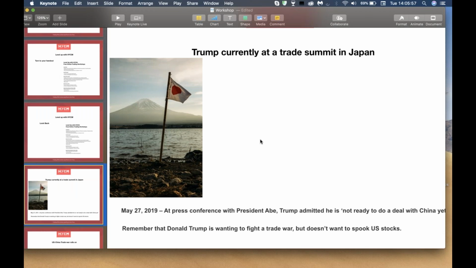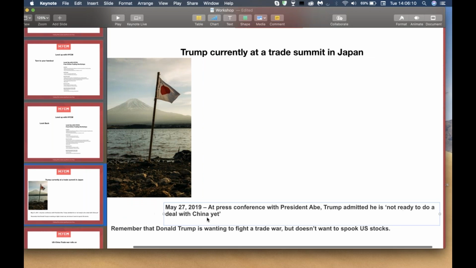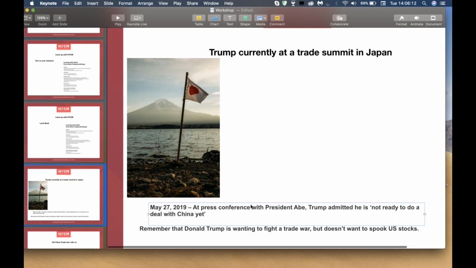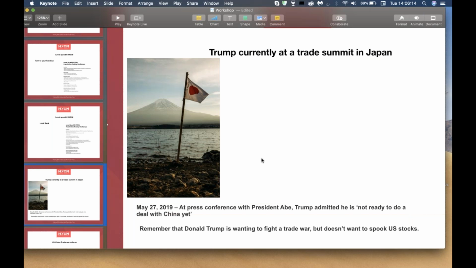And at the moment, President Trump is away. He's out of the US and he's traveling, and he's at a trade summit in Japan. And when he was at this trade summit, he was having a press conference yesterday evening, my time, and at the press conference with Japan's Prime Minister Abe, Trump admitted that he's not ready to do a deal with China yet, okay?